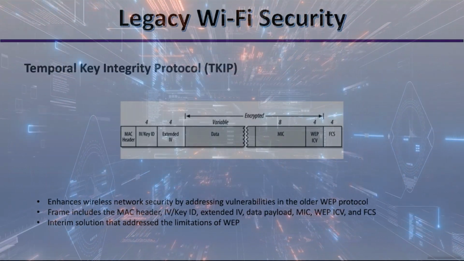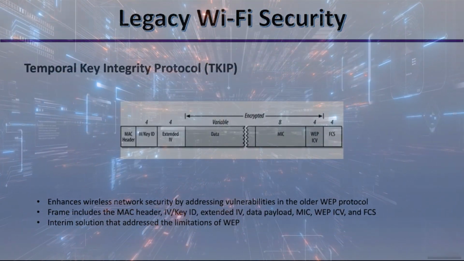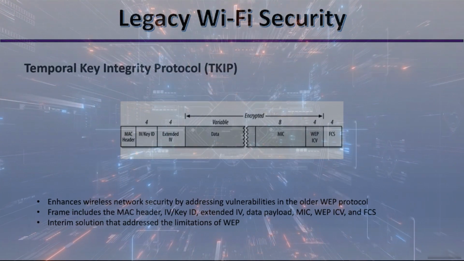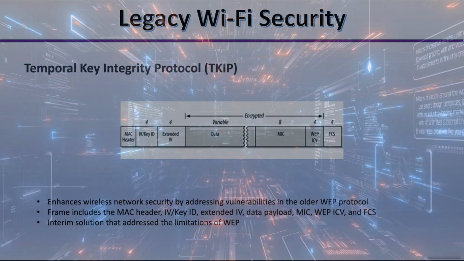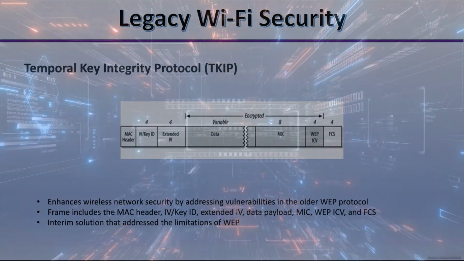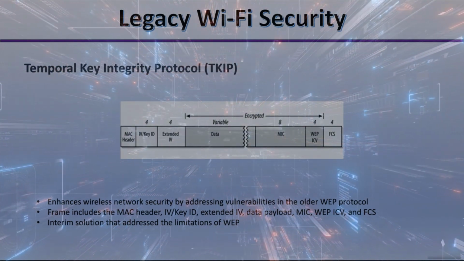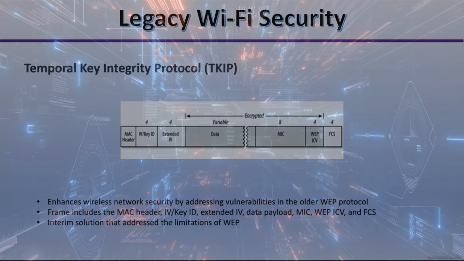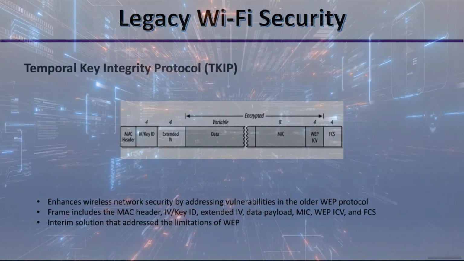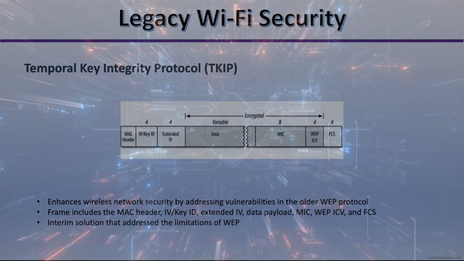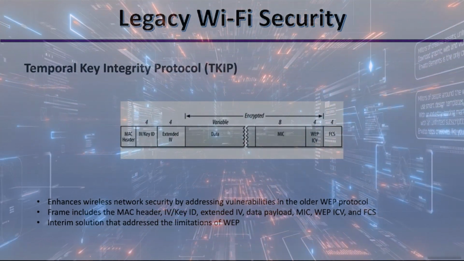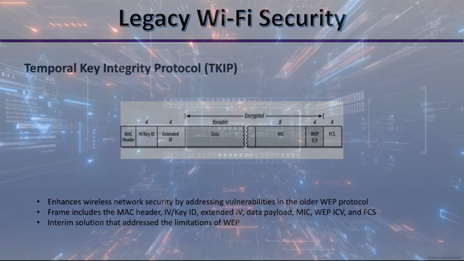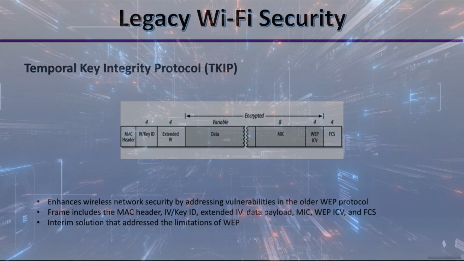Now let's move on to Temporal Key Integrity Protocol, or TKIP. TKIP was developed as an interim solution to overcome the limitations of the outdated WEP protocol. TKIP was introduced as a quick fix to improve the security of existing Wi-Fi networks while providing a more robust solution. To understand how TKIP works, let's take a closer look at the frame composition.